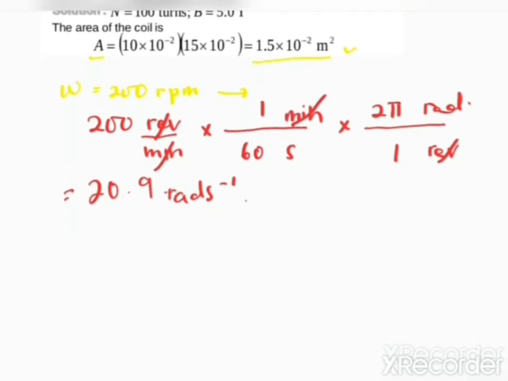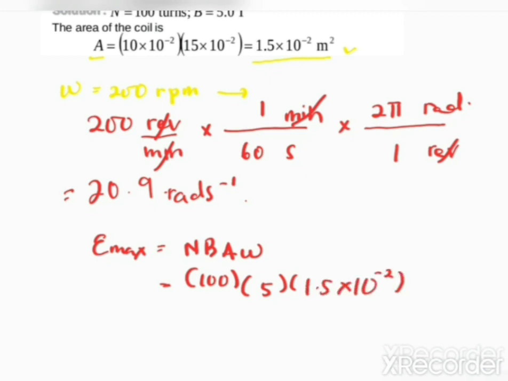To calculate the maximum induced EMF produced by the coil, from the formula of maximum EMF, we know that it is equal to NBA omega. By substituting values, the number of turns is 100, the magnetic field is 5 Tesla, the area is 1.5 times 10 to the power of negative 2, and omega is 20.9. Therefore, the maximum induced EMF is equal to 157 volts.